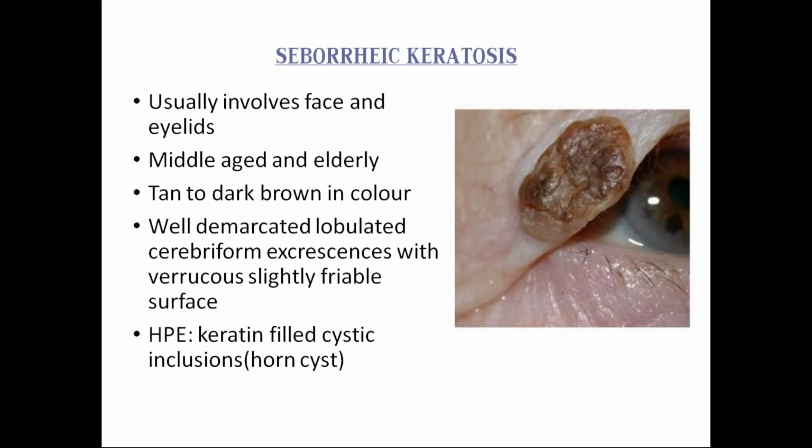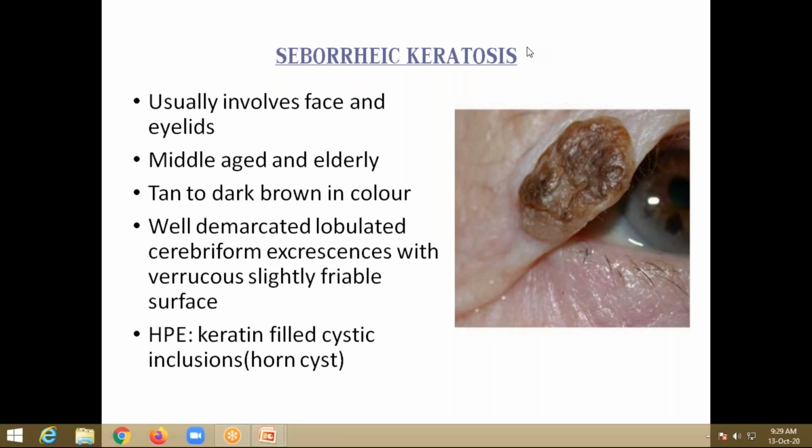Then comes seborrheic keratosis. It usually involves the face and eyelids. You can see the picture here. These are all spotters. You have to see the tumor, and you should be able to identify what the tumor is. So seborrheic keratosis is an example.